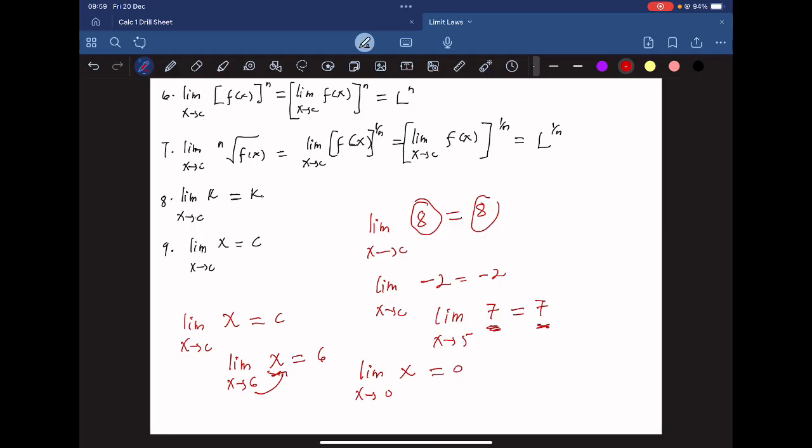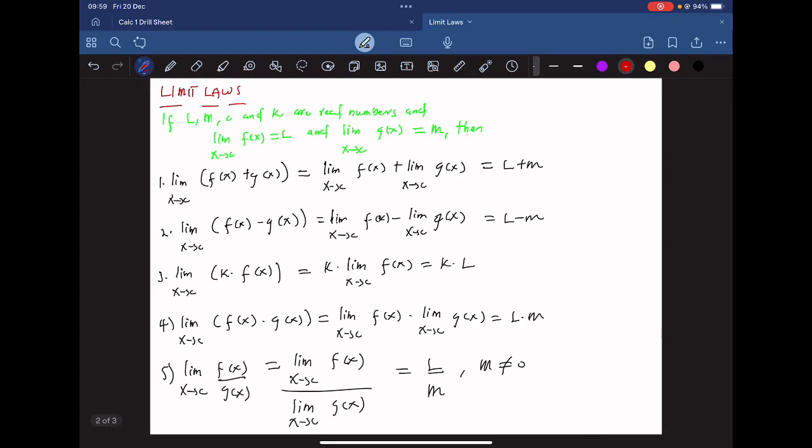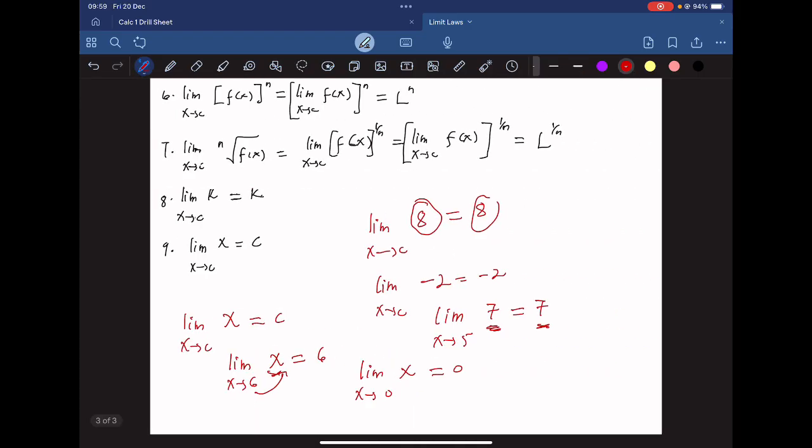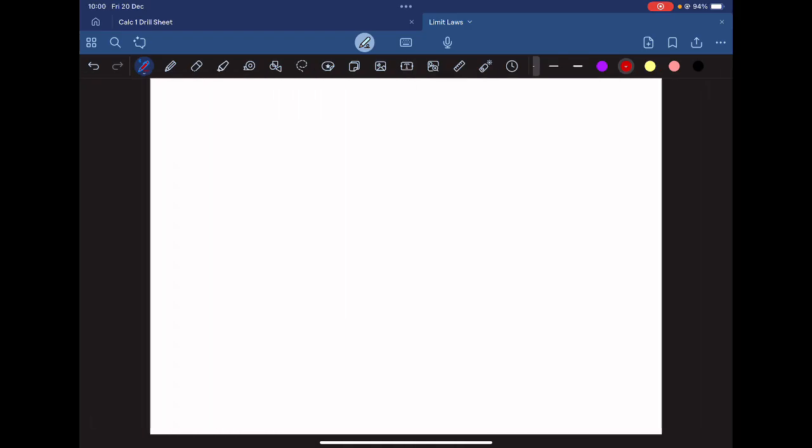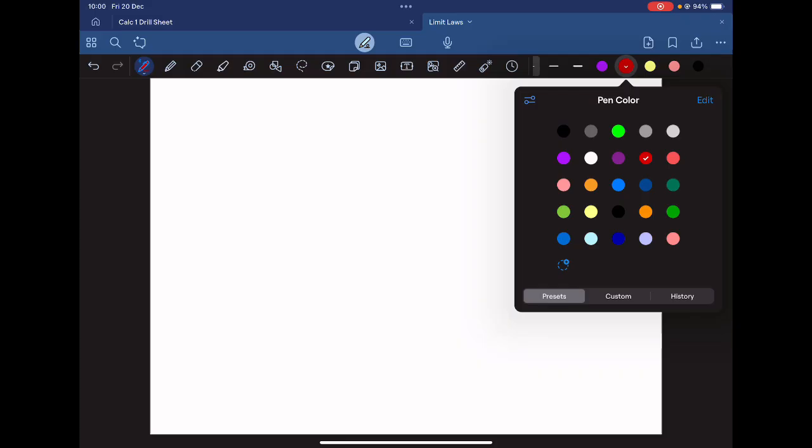So these are the properties that we are going to use to solve limit questions that have to do with limit laws, right? So now let's begin with our first question. Question 1.